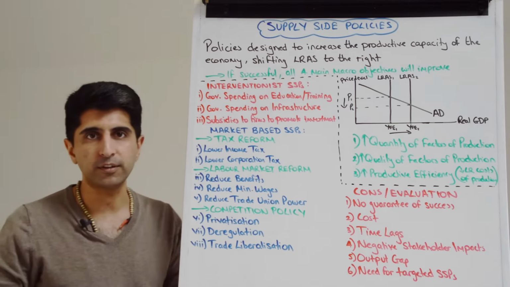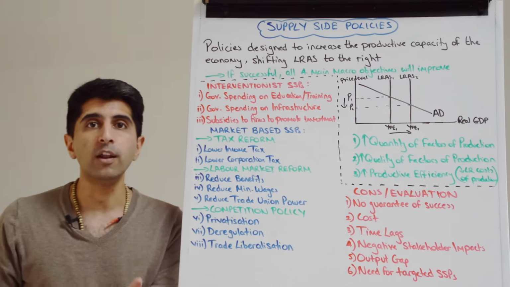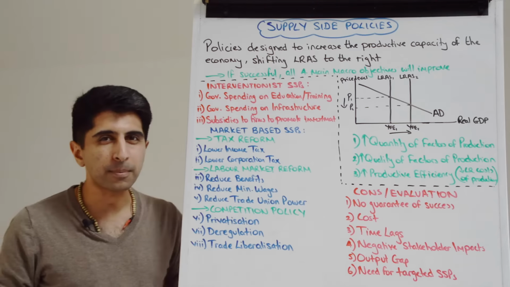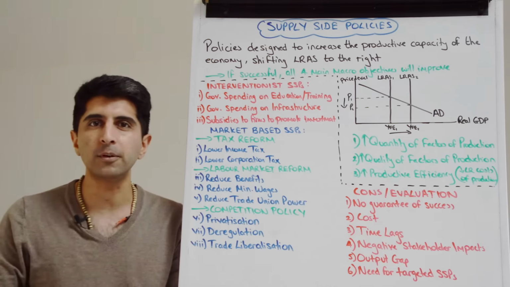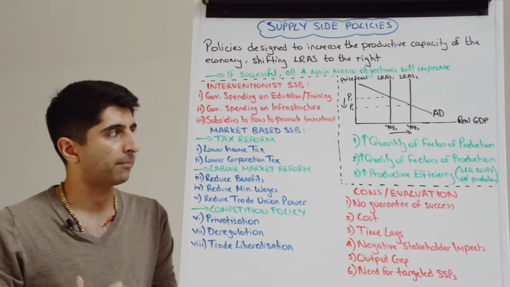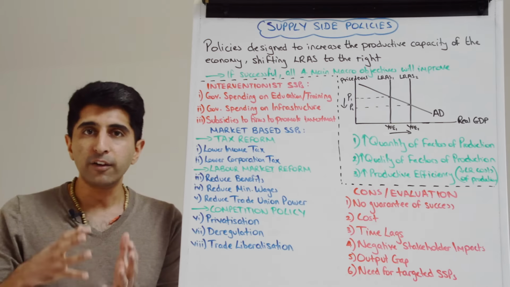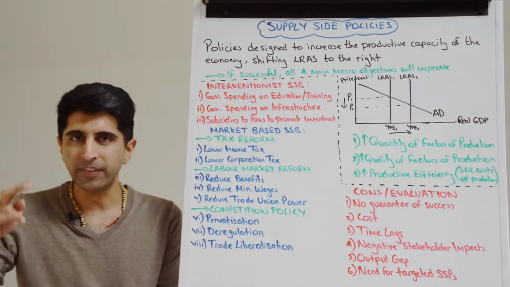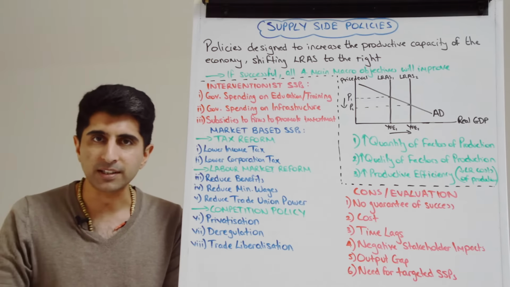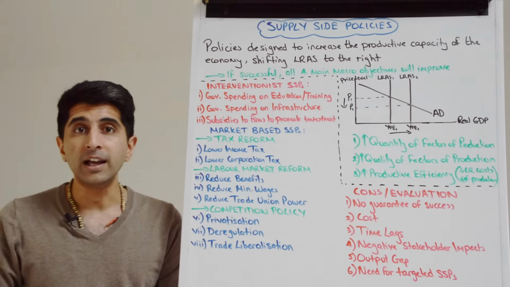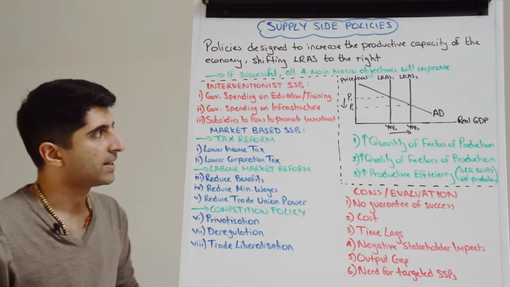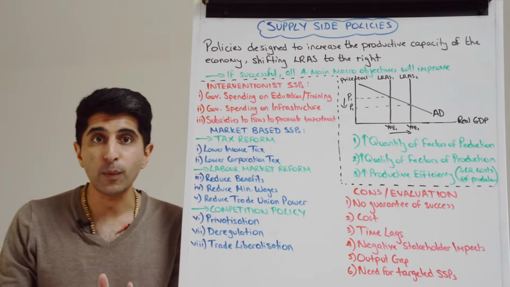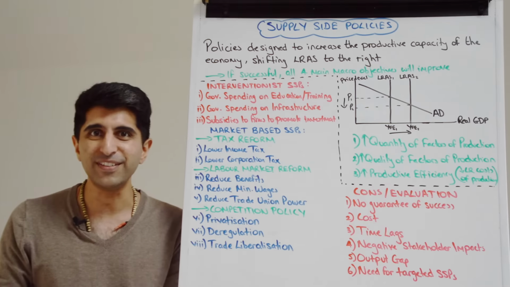Interventionist supply side policies promote more of a role for the government in the economy to try and boost LRAS, whereas market-based supply side policies go completely the opposite way. Reduce the role of the government, take the government away from the operation of markets in the economy. Let markets be freer. That will boost efficiency, productivity and competition, and promote the right incentives, and from that we will see a boost of LRAS. So now guys, let's go into the specific policies within these two groups.